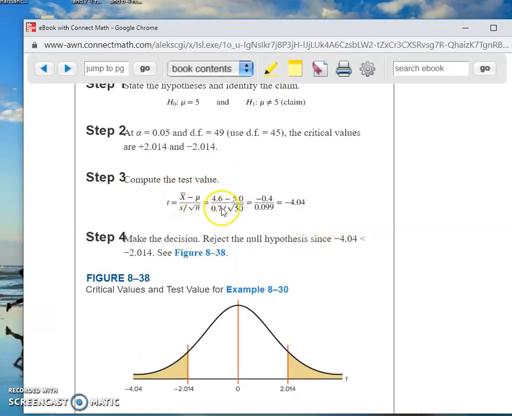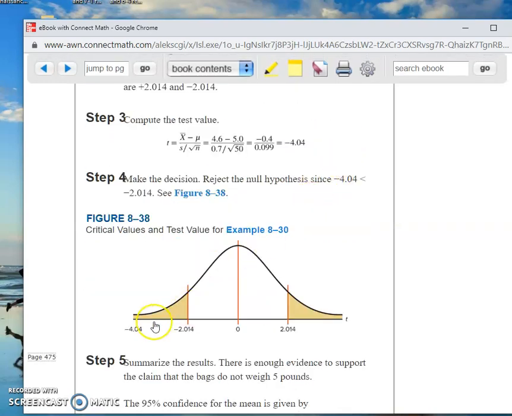Then I compute the test value, just like I did before in section 8.3, I think it was. Here's my test value, oftentimes called the test statistic. You write down the formula each time, put in the numbers, and this is what you get: negative 4.04. So that's way over here. Since it's so far from this critical value, clearly we're going to reject the null hypothesis. So we make a decision: we reject the null hypothesis.